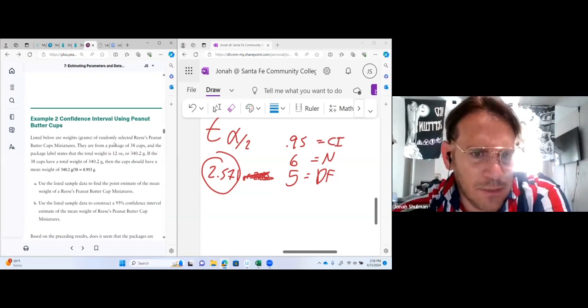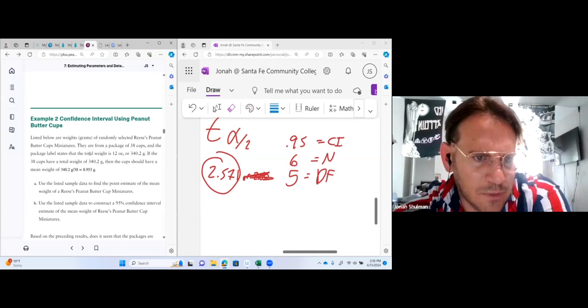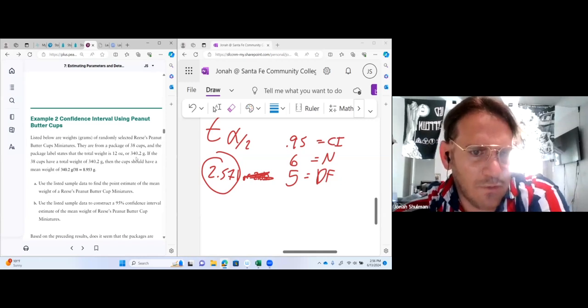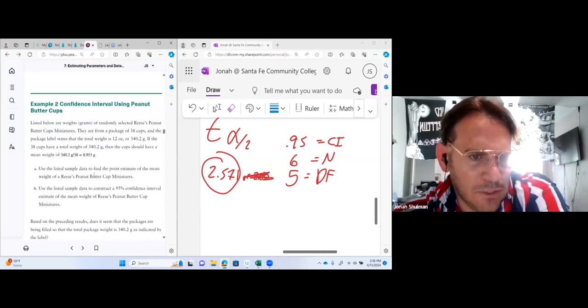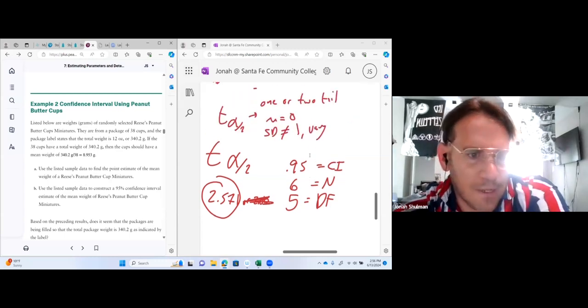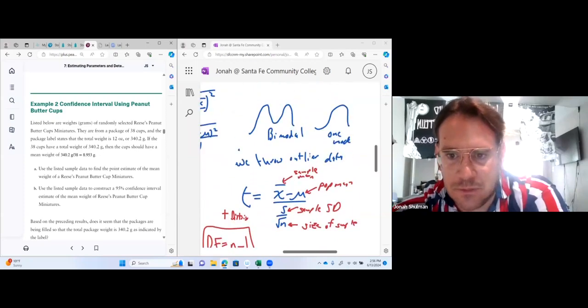Listed below are the weights of randomly selected Reese's peanut butter cups. They're from a package of 38 cups, and the package label states the weight is 12 ounces or 340.2 grams. 38 cups have a total of 340.2 grams. Then the cup should have a mean weight of 8.953. Use the listed sample to estimate the mean weight of a Reese's peanut butter miniature, and we have to do the confidence interval. Alrighty, so let's see what we got for this.